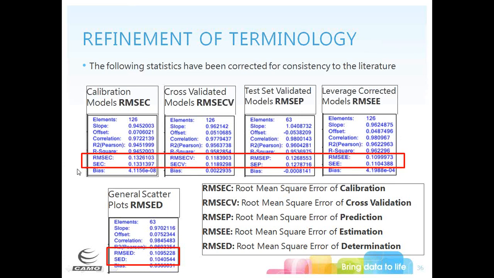So for calibration models, the statistics include the RMSEC, root mean square error of calibration. When you've cross-validated your models, that's given as RMSECV for the cross-validation root mean square error. And when you're using a test set, it is indeed the RMSEP. Whereas if you're using leverage correction and it's just an estimate of the error, we give that as RMSEE. And of course, in general, scatter plots, which you may have in many different points within your analysis, it is the RMSED for the root mean square error of determination.